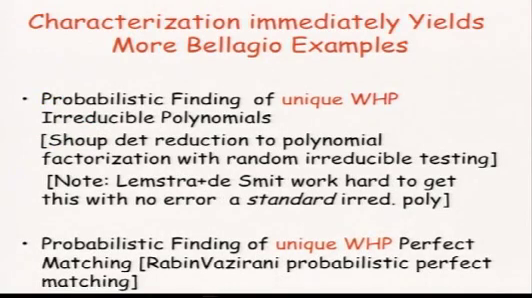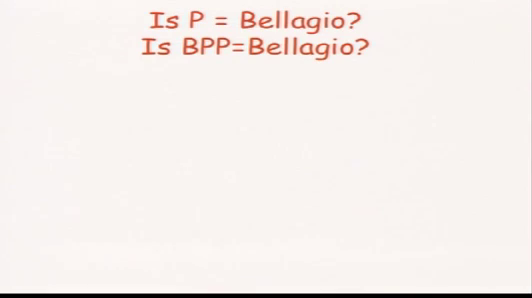Good. And furthermore, this characterization immediately yields some more examples of Bellagio algorithms, like finding unique irreducible polynomials in a different way than the Lenstra-de-Smit, and like finding a unique perfect matching in the Vazirani and Rabin algorithm. So you can now ask a question. Okay, define a new class of algorithms. Maybe it's true that if you require a randomized algorithm to always give the same answer with high probability, maybe these are exactly the same kind of problems that can be solved by deterministic polynomial time algorithms. Could be that you've somehow restricted the kind of problems you have to such an extent that you fall back into deterministic algorithms. That's one question you can ask.